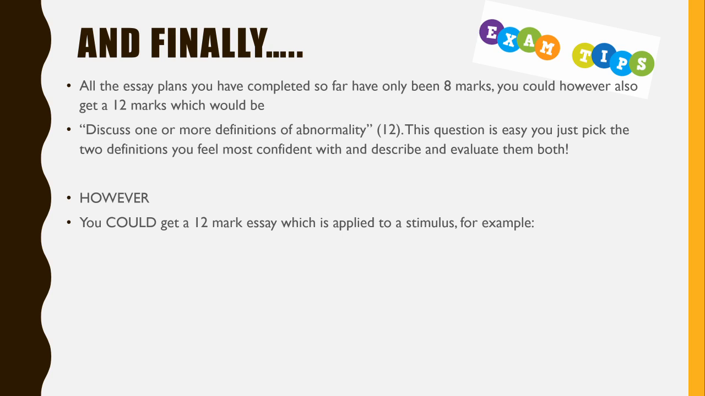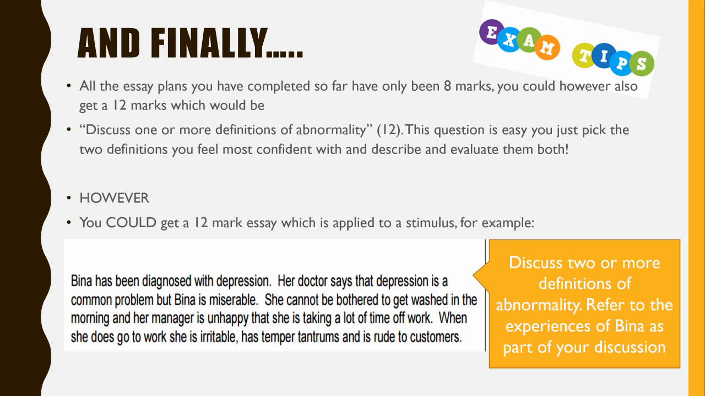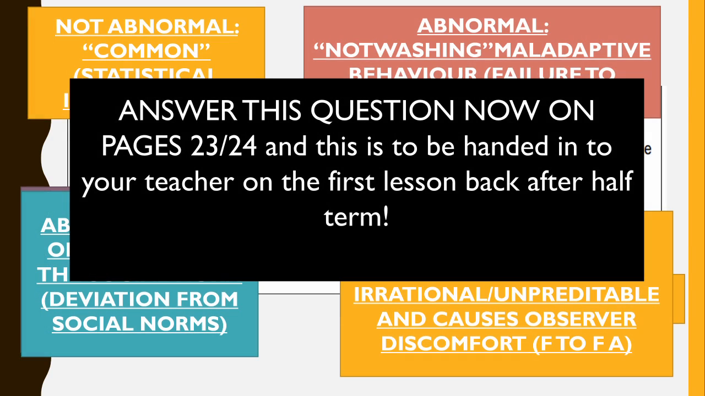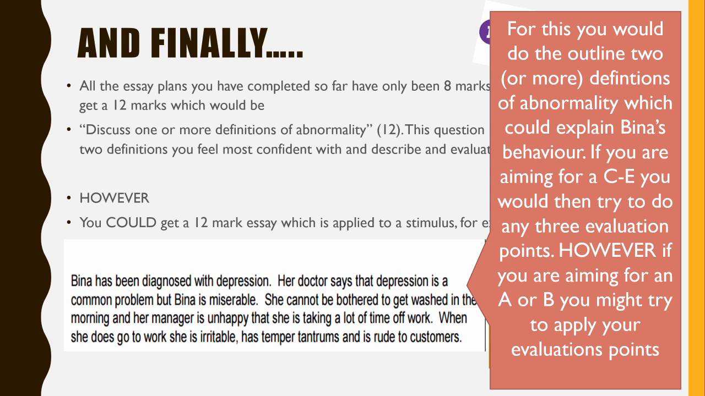However, you could also get a 12-mark essay which is applied to a stimulus. For example, you might get a stimulus just like the one that we've seen with Bina, but the question might be, discuss 2 or more definitions of abnormality, referring to the experiences of Bina as part of your discussion. So you would answer the first half of the question, the outline, in the same way as what we've done previously. That is no different. You would pick 2 or more definitions and you would outline her experiences.